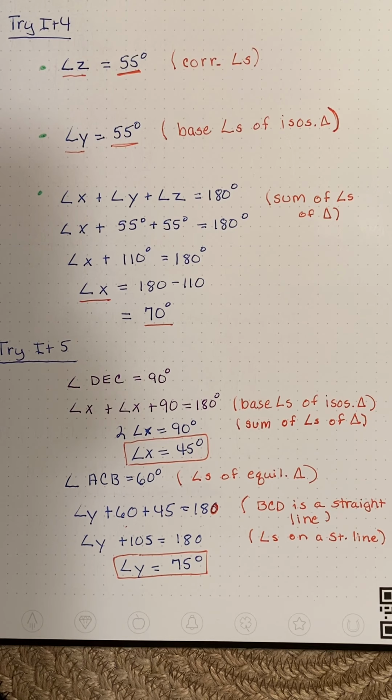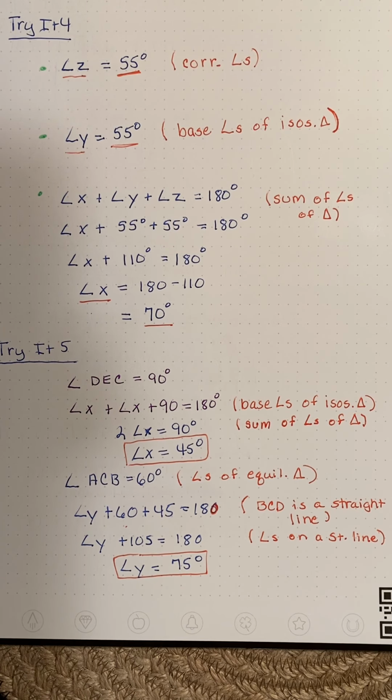Proceeding to try it 5. Look at that figure. You do need to turn the page to the top of 198. Try it 5. You have two triangles. Triangle ABC is equilateral, and triangle CED is isosceles. It also tells us in the directions that in that figure BCD is a straight line, so all the angles on that line are going to equal 180.